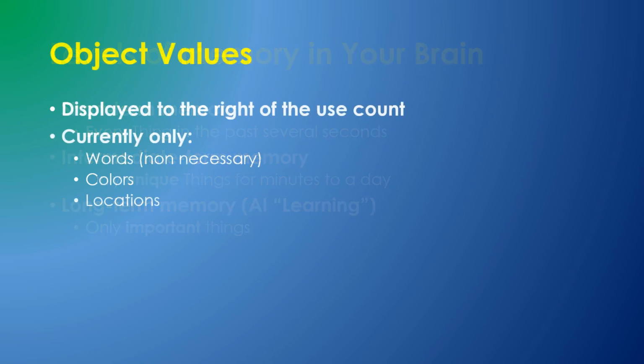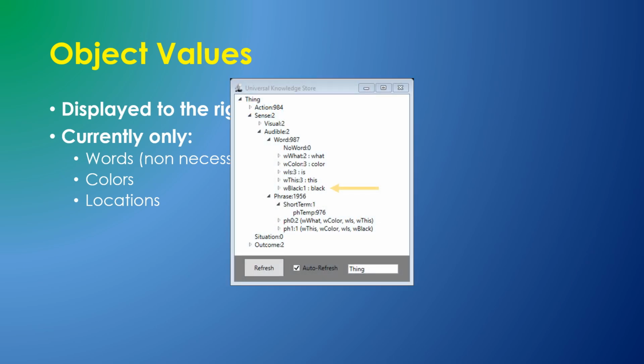As I mentioned in the previous video, a thing may have a value stored in it. If it does, the value is displayed after the use count and any references. At the moment, word things contain the spelling of the word in their value, but this isn't actually necessary and will be removed in a subsequent development iteration. Here, the word thing for black has the label WBlack, a use count of 1, and its value is the spelling of the word black. Note that phrases don't have any value. They are defined by their list of references to word things.